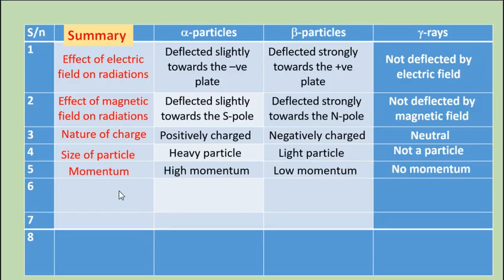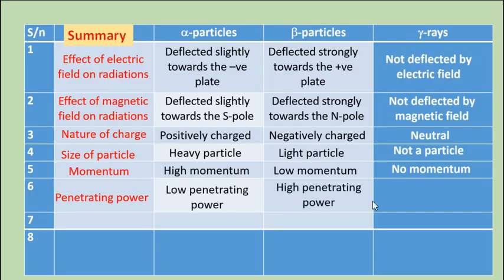So now, we go to the next one, penetrating power. Now, what do we say about penetrating power? Alpha particle is low, beta particle is high. This is what? Very high. The highest is gamma radiation, it can penetrate even thick lead. You require concrete of many meters to be able to stop gamma radiation. The penetrating power is actually very high.